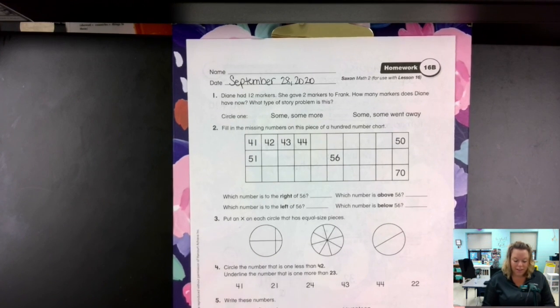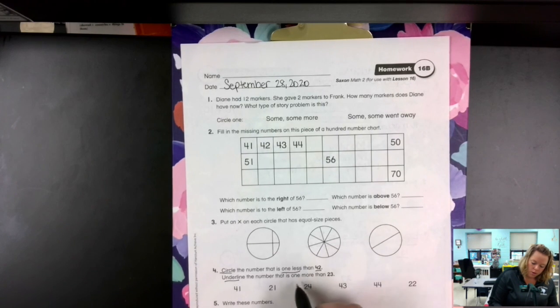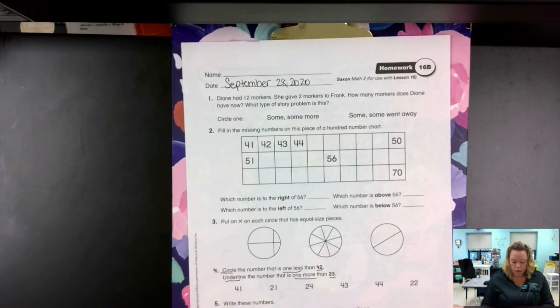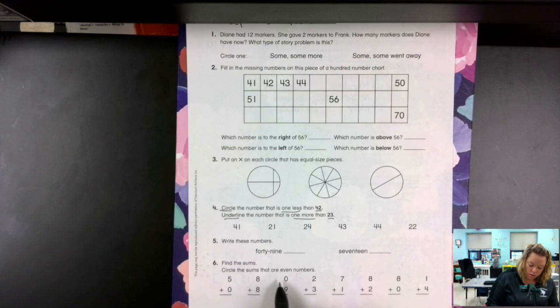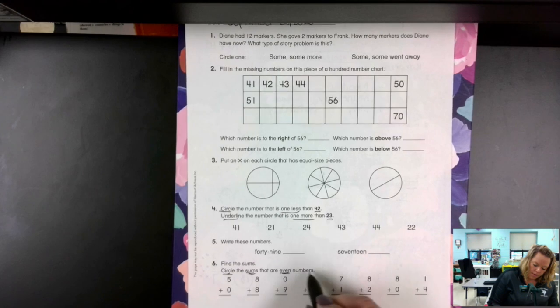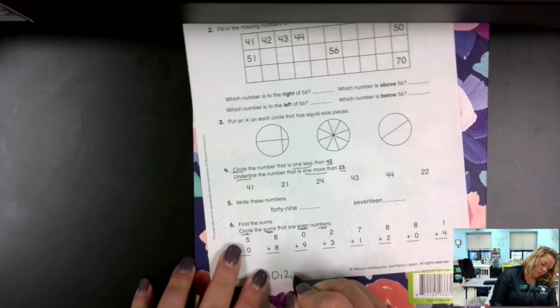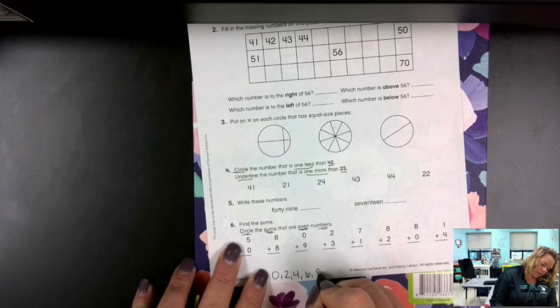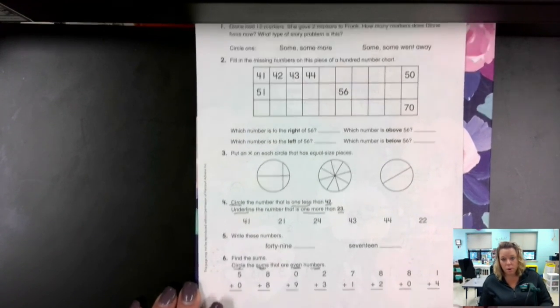Circle the number 1 less than 42. Underline the number that's 1 more than 23. Write out the numbers. Find the sums and circle the sums that are even numbers. Remember your even numbers, 0, 2, 4, 6, and 8. It's okay to write those if you need to write them out to help you remember.